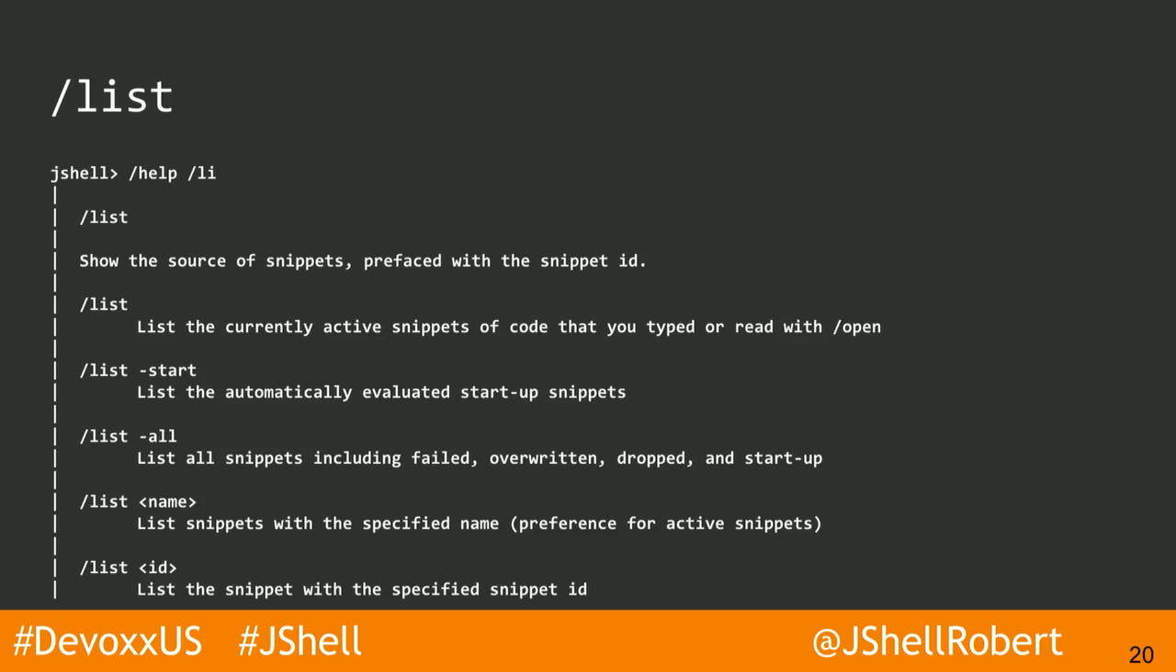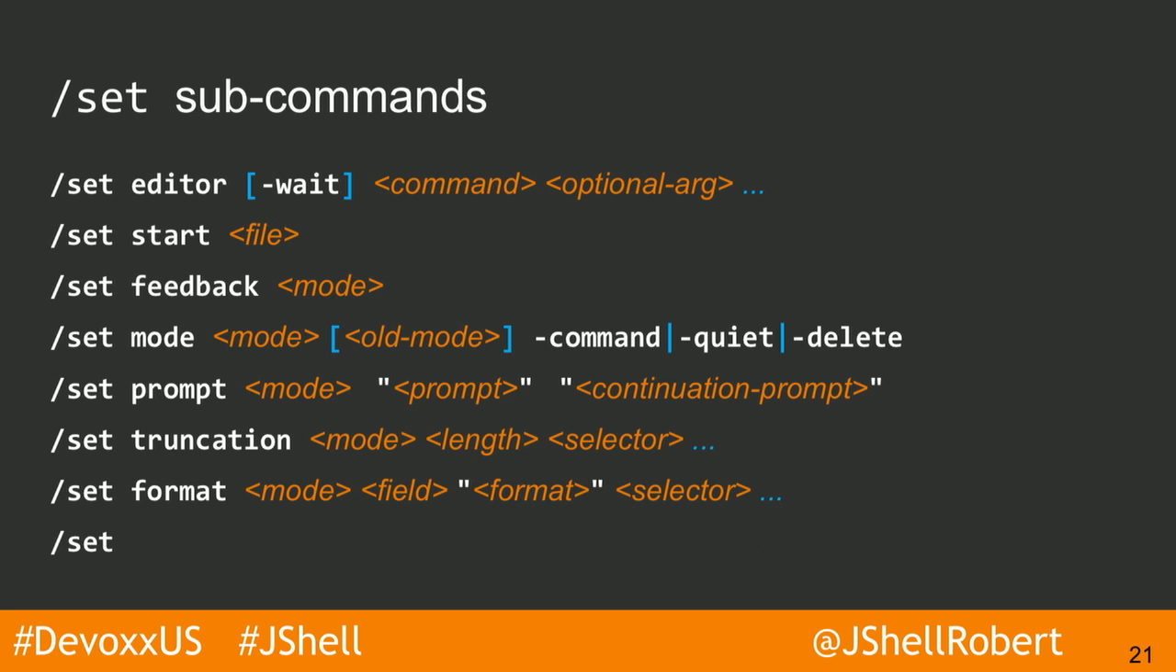So for example, if you do help on li, all the commands can be abbreviated to the point they're unique. So li is unique for the list command. You can say help li, and it shows you the various kinds of lists you can get. The set command's fairly deep, so I'm just going to give you the basic idea of the kind of things it can do. So there's a built-in editor.